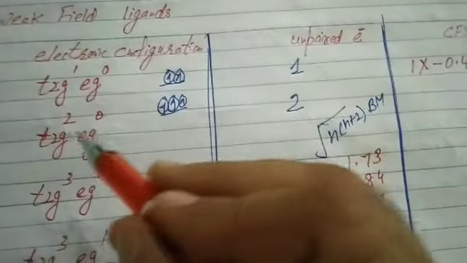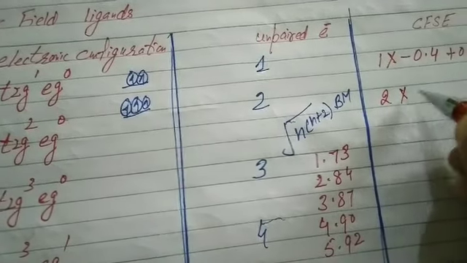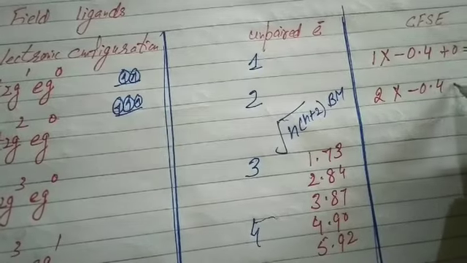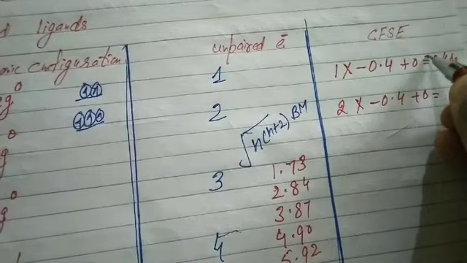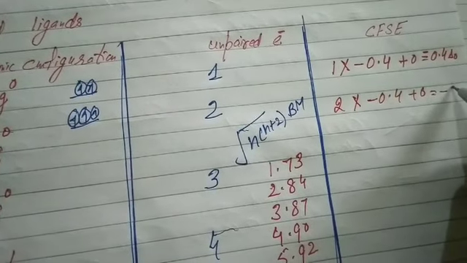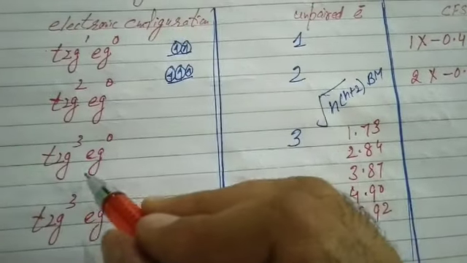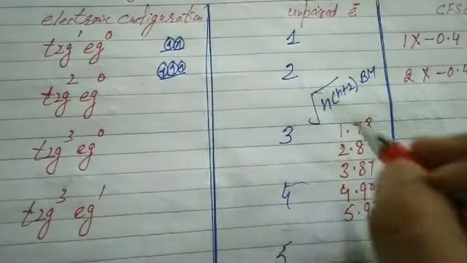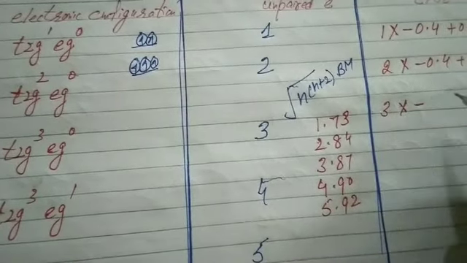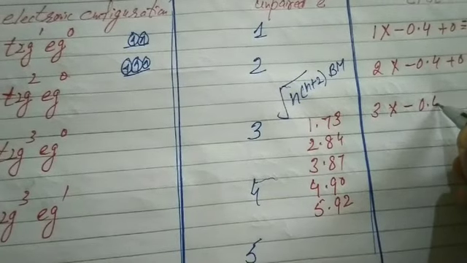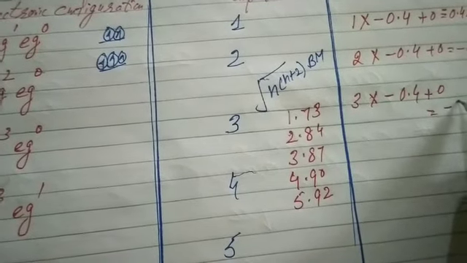Students, next is t2g2. 2 electrons and the value for t2g is minus 0.4. eg is again vacant, that is minus 0.8 delta naught. Next, students, d3 configuration, t2g3, crystal field splitting energy 3 multiply by minus 0.4, that's the value for t2g level. eg is again 0 because it is vacant. Now your answer is minus 1.2.